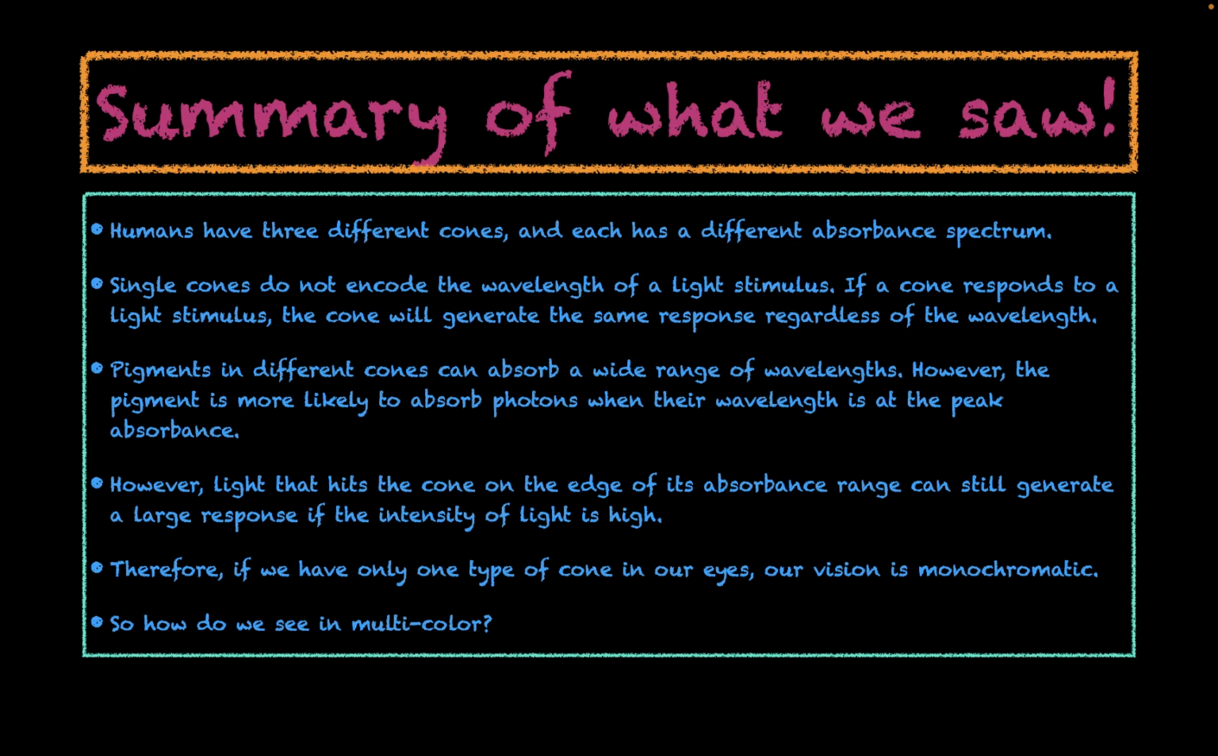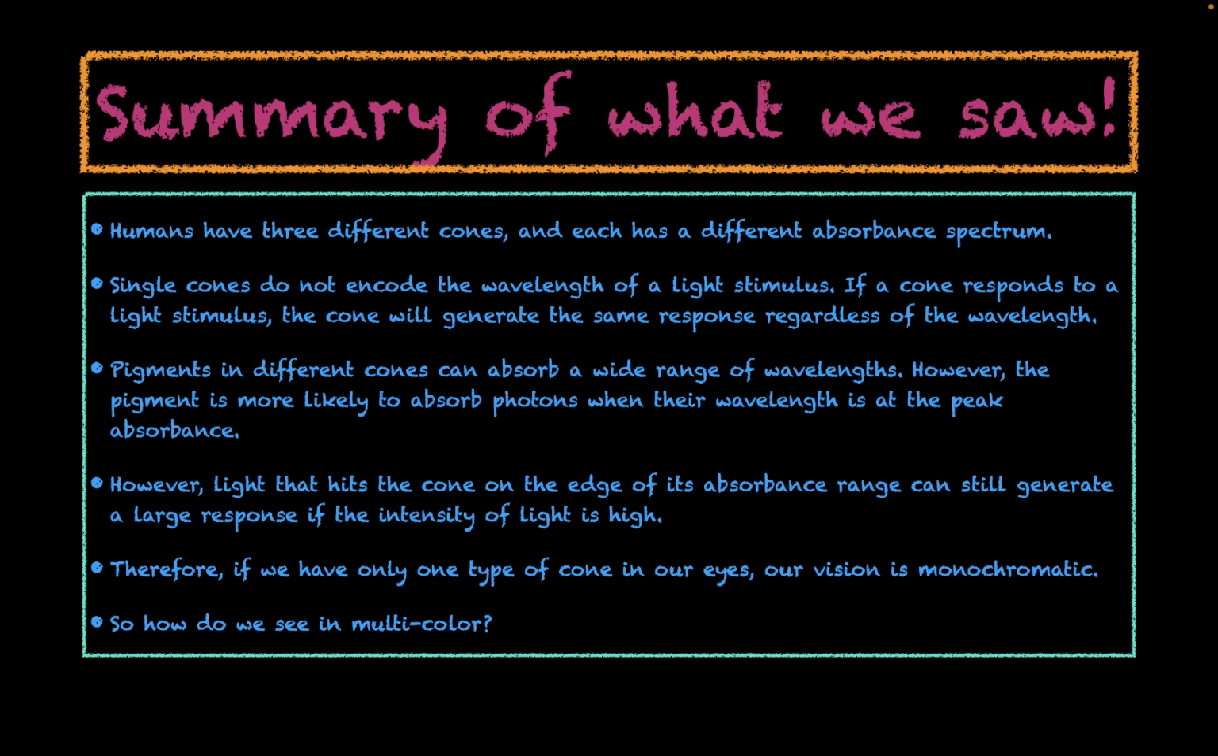Well, the first thing to note is that humans have 3 different types of cones. We have M cones, S cones, and L cones. And as we saw previously, each of these cone cells has a different absorbance spectrum. Now, it's important to realize that a single cone cell does not encode the wavelength of a light stimulus. If a cone cell responds to a light stimulus, the cone will generate the same response regardless of the wavelength.